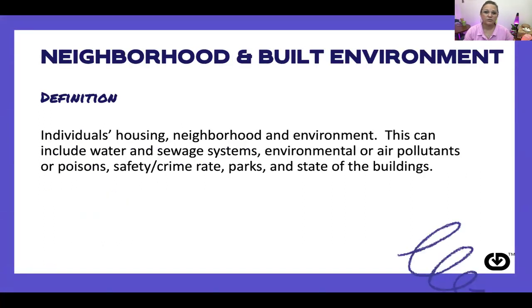The next social determinant of health is the neighborhood and built environment. This is defined as individuals' housing, neighborhood, and environment. This can include things like water and sewage systems, environmental or air pollutants or poisons. What's the crime and safety rates like? What are the parks like? Do they have playground equipment? And are they clean and are they safe? And what does the state of the buildings look like?